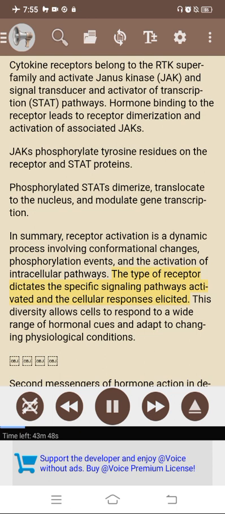The type of receptor dictates the specific signaling pathways activated and the cellular responses elicited. This diversity allows cells to respond to a wide range of hormonal cues and adapt to changing physiological conditions.